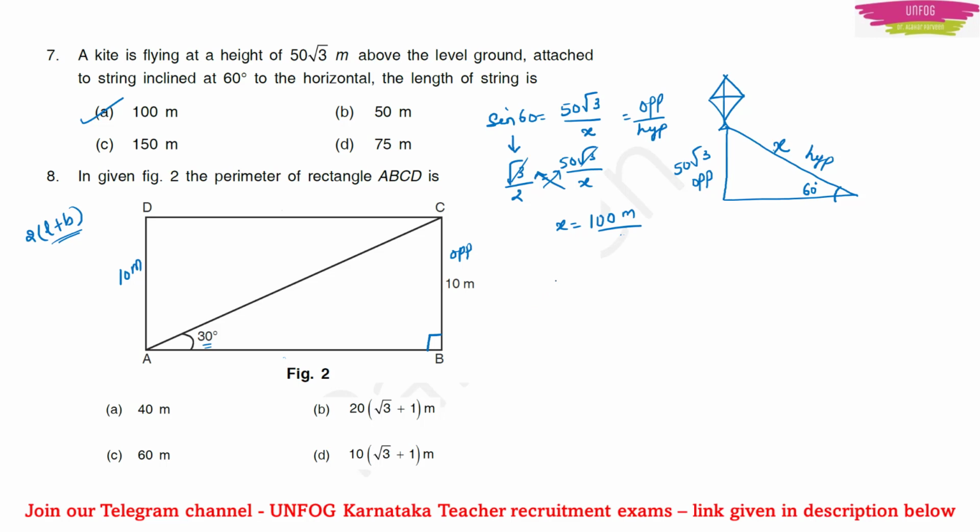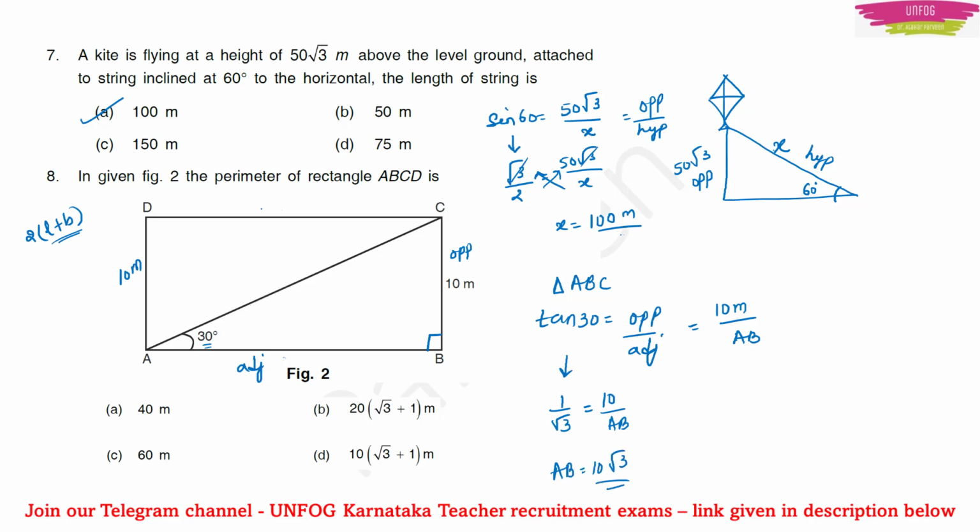Now let's take a triangle ABC and take a tan 30. Tan 30 is equal to opposite by adjacent, right? So we have this opposite and we have this adjacent side. So what is the opposite side? It is given 10 meter and the adjacent side we have to find. What is tan 30? Tan 30 is 1 by root 3, right? So 1 by root 3 is equal to 10 upon AB, or AB is equal to 10 root 3.